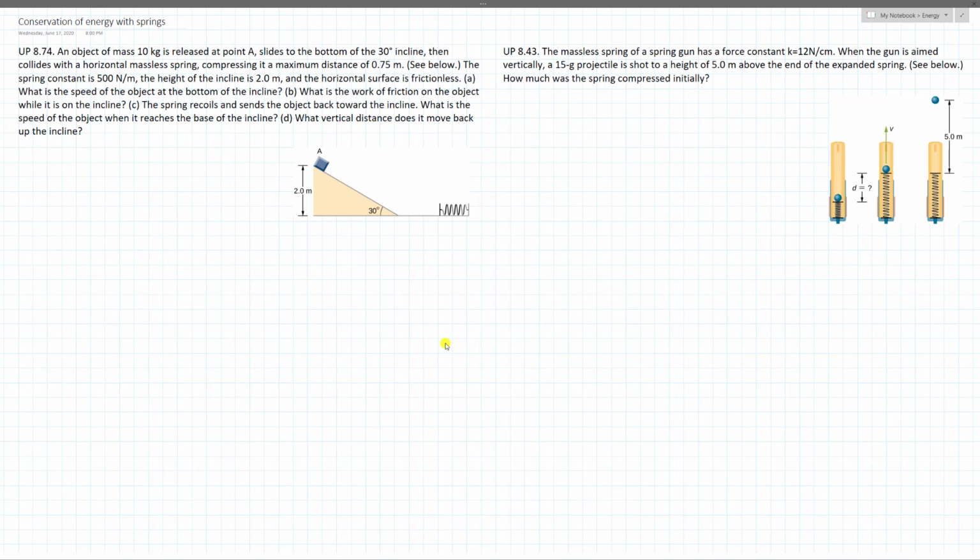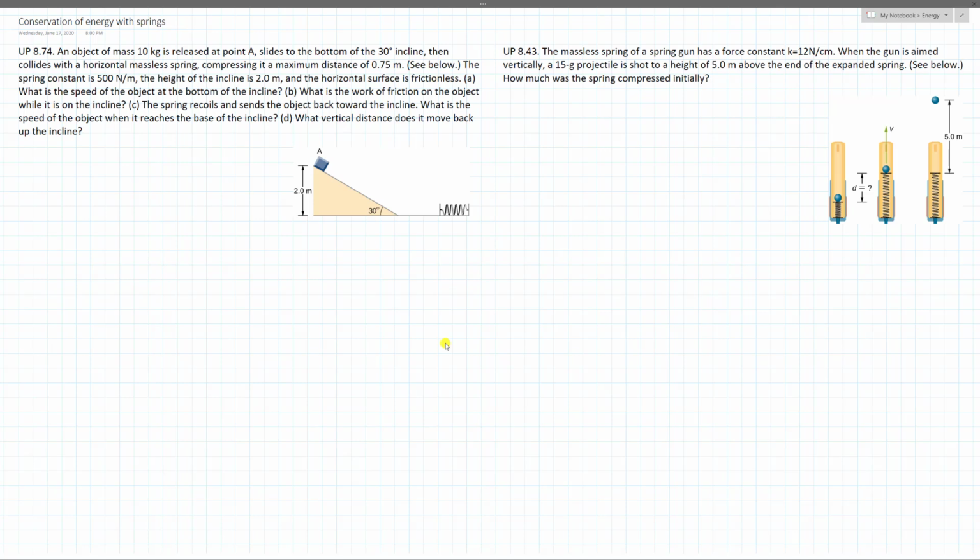B, what is the work of friction on the object? Well, it is on the incline. Okay, so we need to find that. And then C, the spring recoils. So finally the object is interacting with the spring. The spring recoils and sends the object back toward the incline. What is the speed of the object when it reaches the base of the incline? So coming back. And then what vertical distance does it move back up the incline? So that means, again, the object is moving against friction. Friction takes some energy away, again, not giving it back.